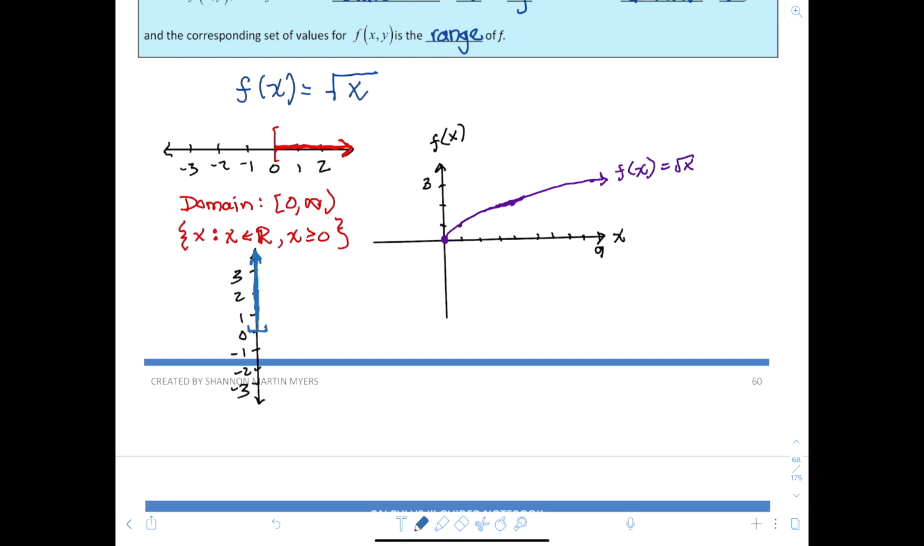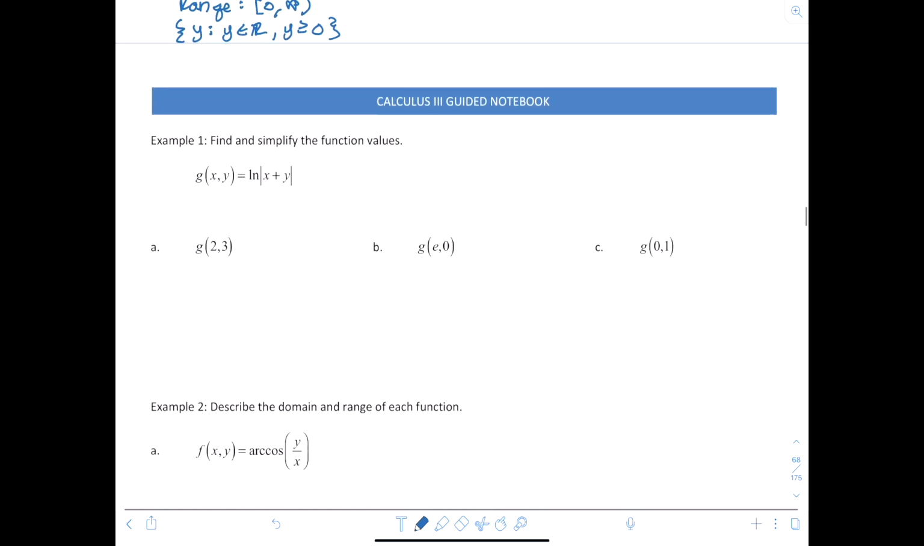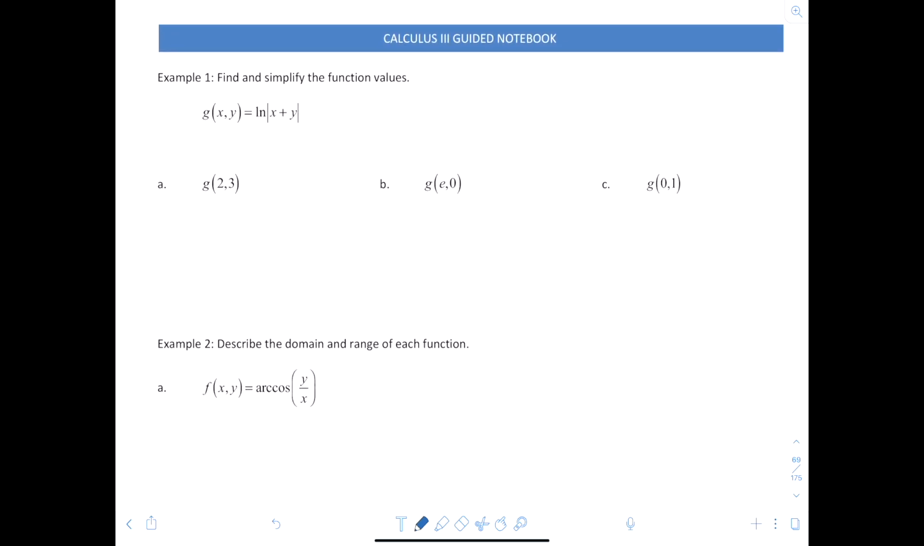The output, all possible outputs given a specified domain, will be our range, right? So our range in interval notation would go from 0 to infinity, where 0 is included, and in set builder it would be y such that y belongs to the real numbers and y is greater than or equal to 0. Cool? All right, so now let's look at some functions that are in terms of x and y.